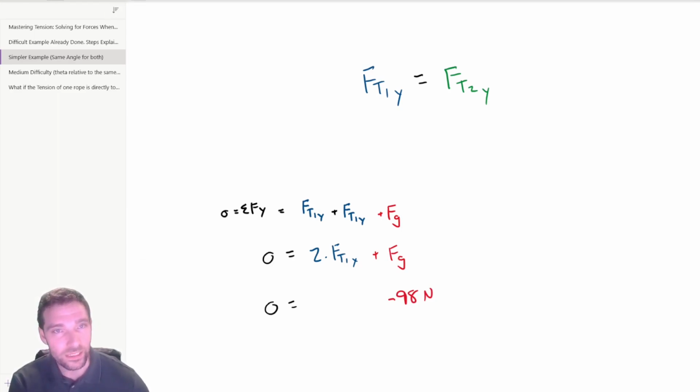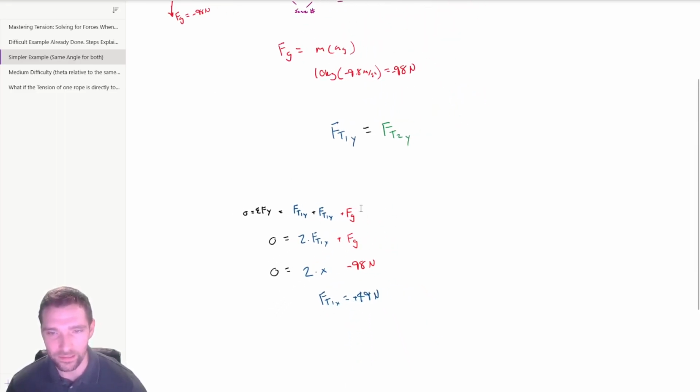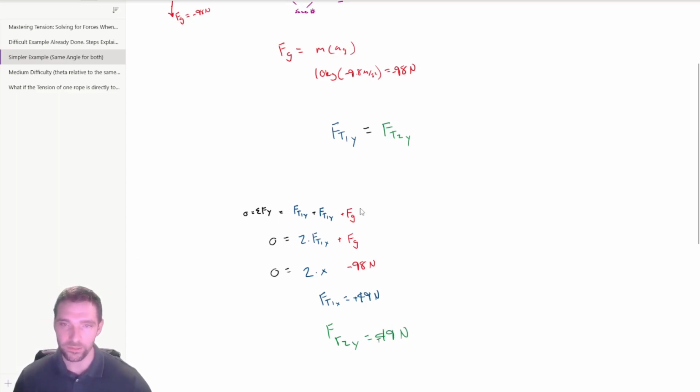And so I've got 2 times this unknown variable. We could call it x if that makes it easier for you to see that. And then whatever this is, it ends up being half of 98. So that'd be 49. So this FT1y ends up being 49 newtons, but it's actually not negative here because it needs to be canceling that out. It's going to be a positive 49 newtons. So we know that the FT1y is positive 49 newtons. Therefore we can also say FT2y is also positive 49 newtons going upward.